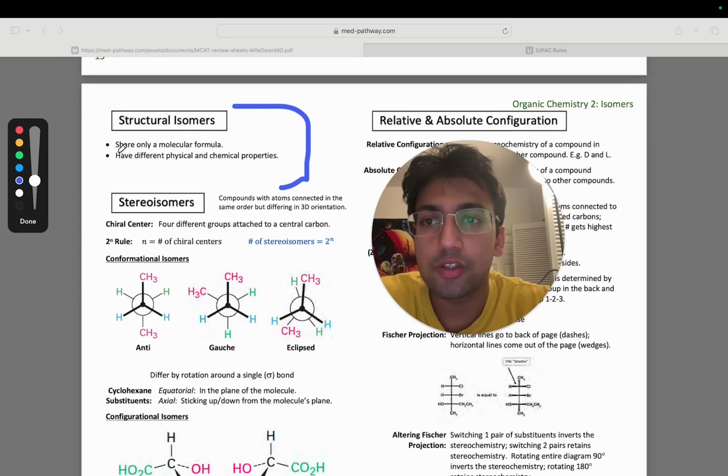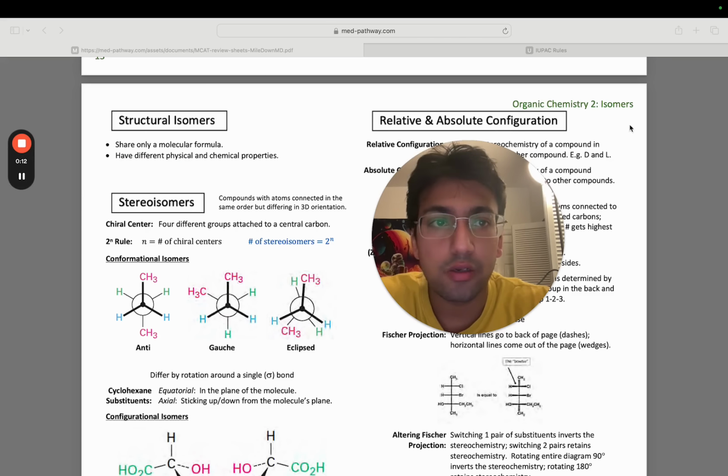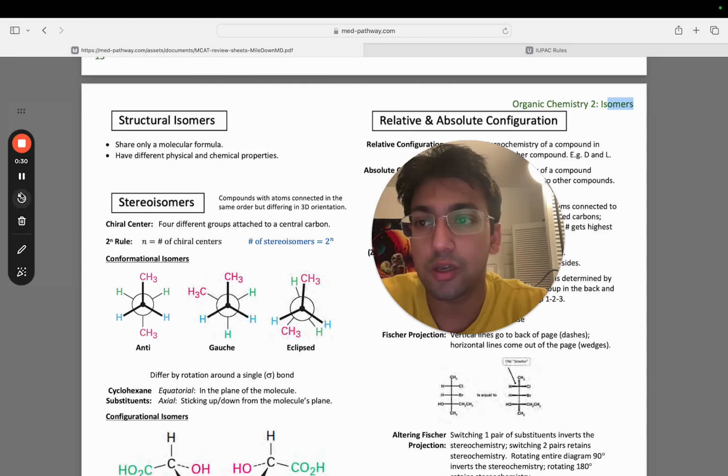Structural isomers share only the molecular formula, but they have different physical and chemical properties. I think the best way to learn about isomers is to look at a ton of examples, which is what I'm going to do with you. In my organic chemistry class, our professor was just reading the definitions but never showed us any examples, and it was really confusing to me. So looking at examples is the best way to learn this.